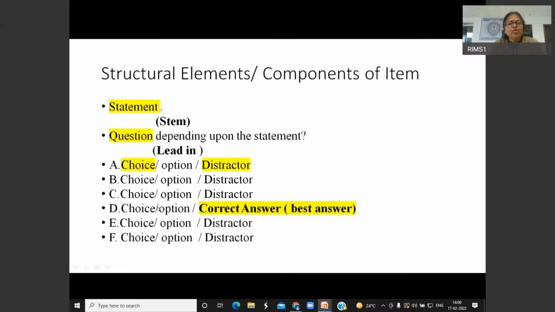Out of these choices or options, there will be one correct answer, or one will be the most appropriate answer, which is known as the best answer. The remaining will be either a wrong answer, or a correct answer but not the most correct or the most appropriate answer. That's why they are known as distractors, and these are very plausible alongside the correct answer.